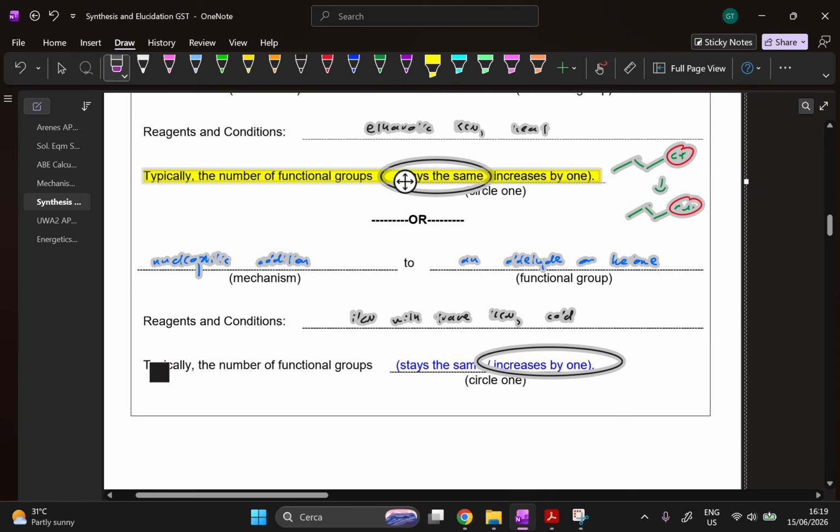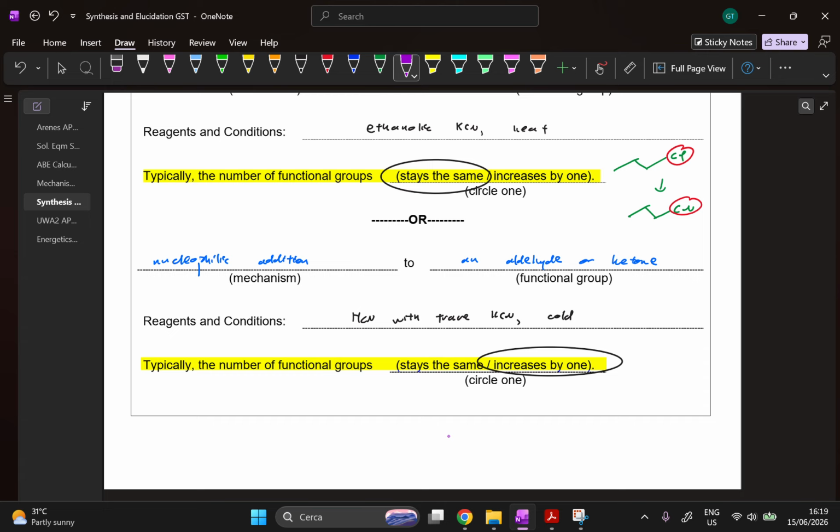On the other hand, if I have nucleophilic addition, let's say originally I had a ketone like this. So this is butanedione. And then I use HCN with trace KCN. I undergo nucleophilic addition and I will get something like this. This carbon will become an OH, and on the other side of this carbon, I will have a CN. So originally, how many functional groups do I have here? I only have one, just my carbonyl. Here I have two functional groups.